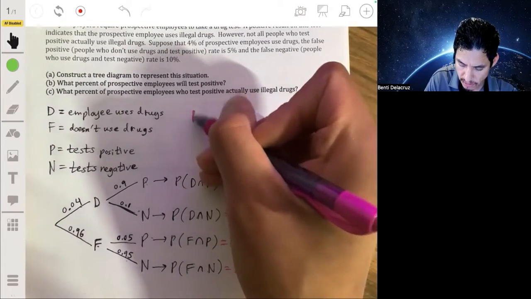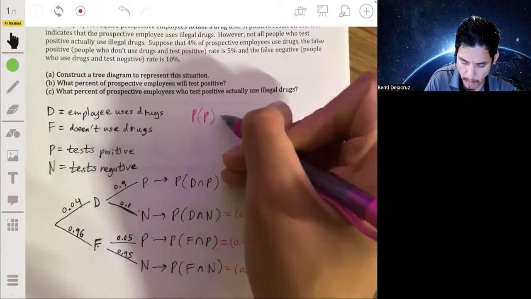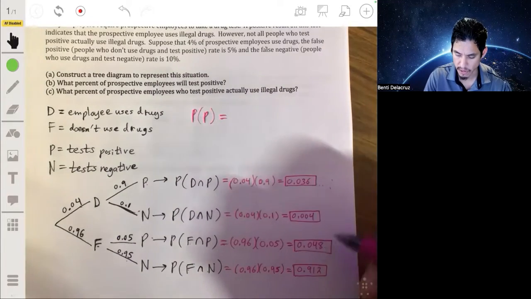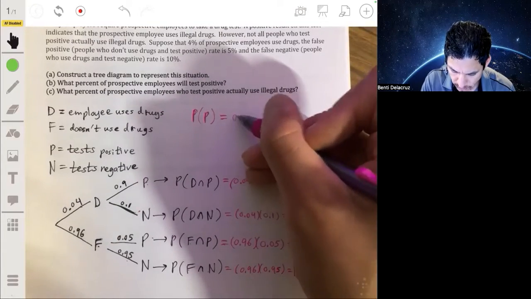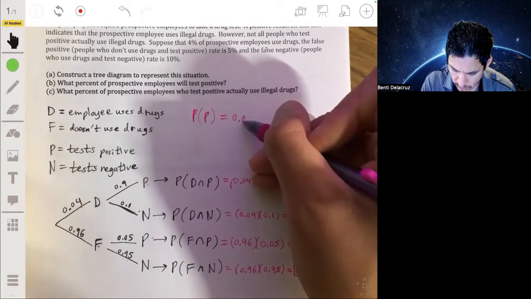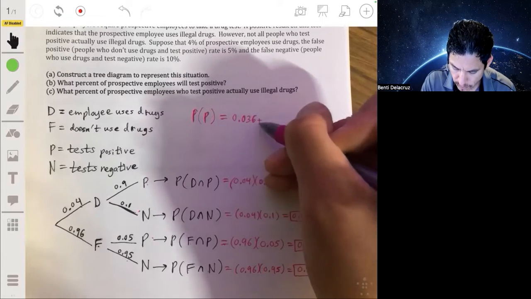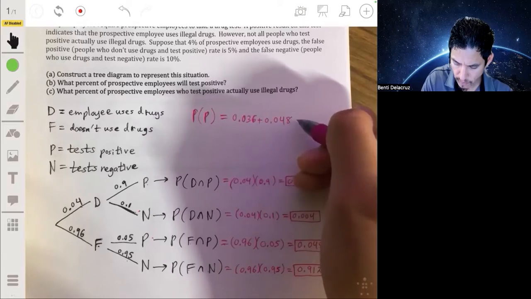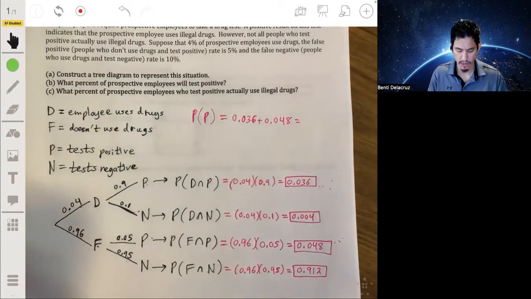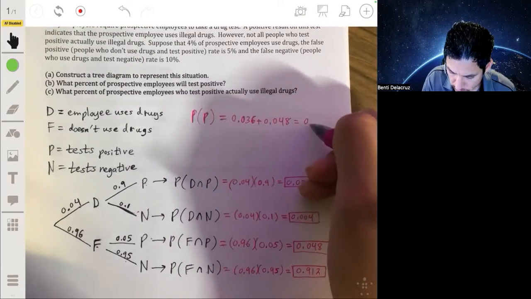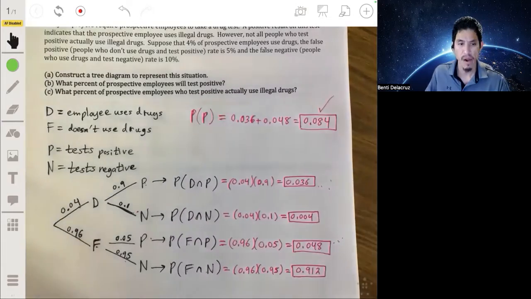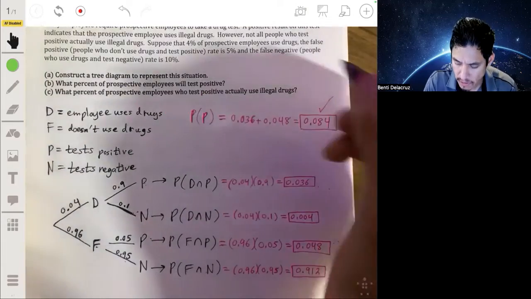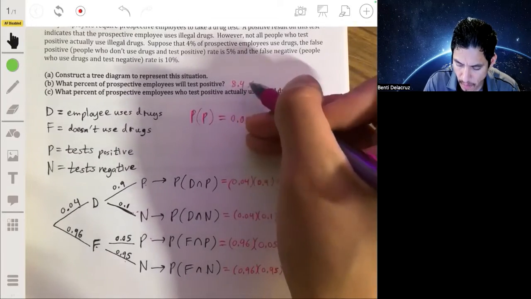So the probability of P will be 0.036 plus 0.048. I'm going to get 0.084. Their answer would then be 8.4%.